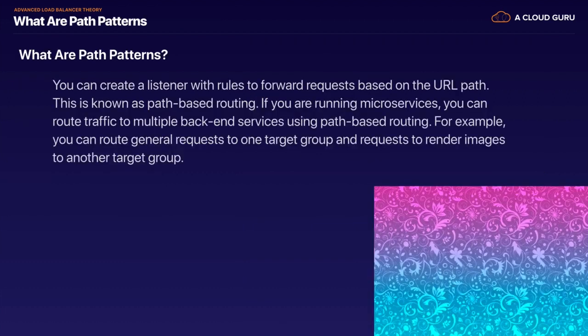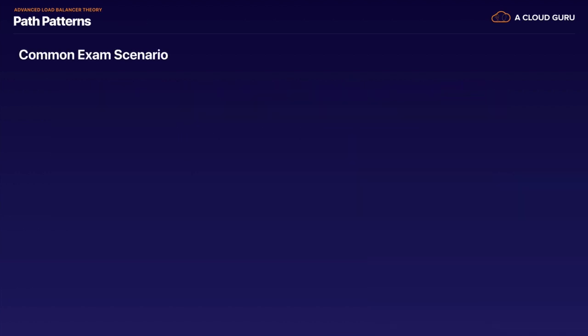And then finally, we've got path patterns. So what are path patterns? Well, you can create a listener with rules to forward requests based on the URL path, and this is known as path-based routing. So if you are running microservices, you can route traffic to multiple backend services using path-based routing. For example, you could route general requests to one target group and requests to render images to another target group.